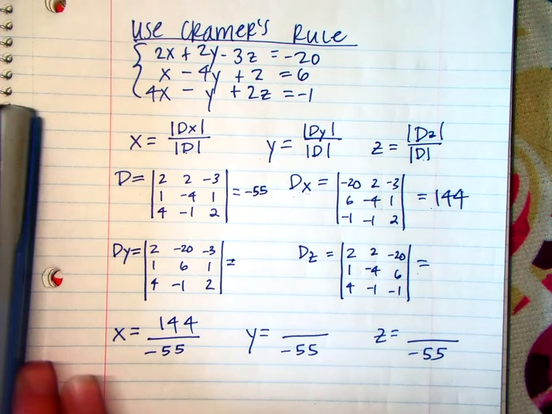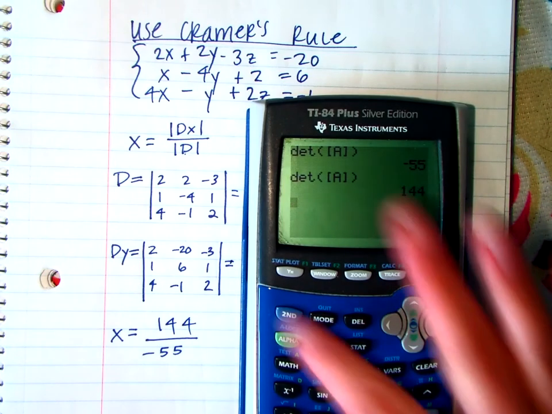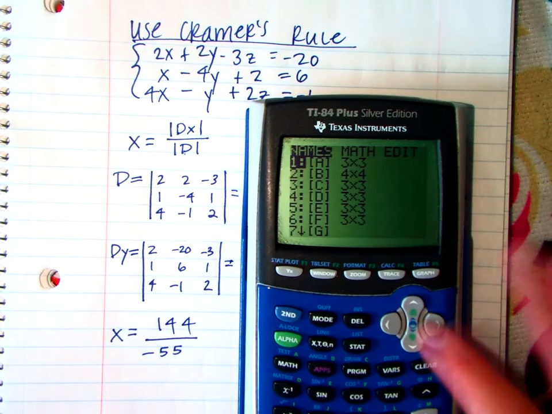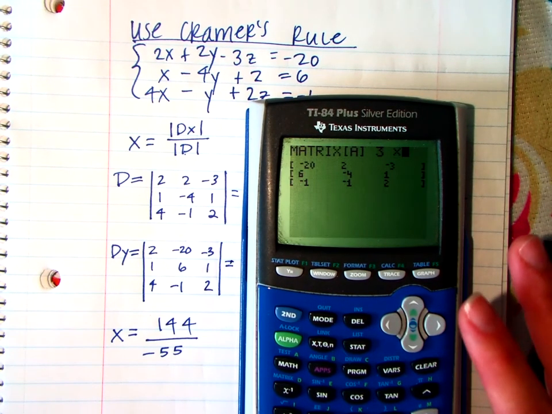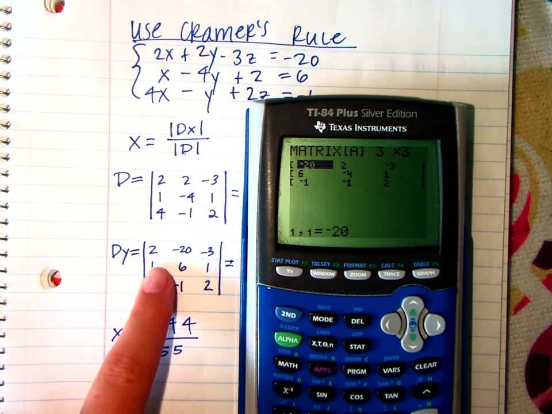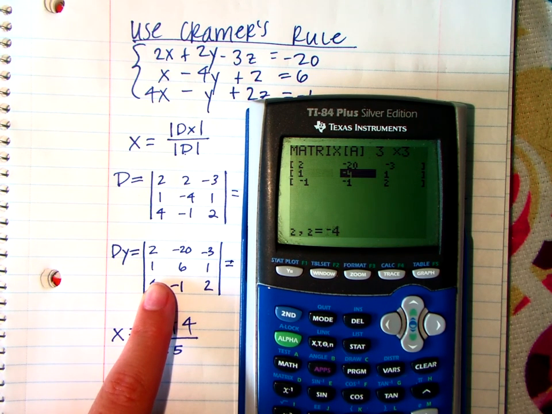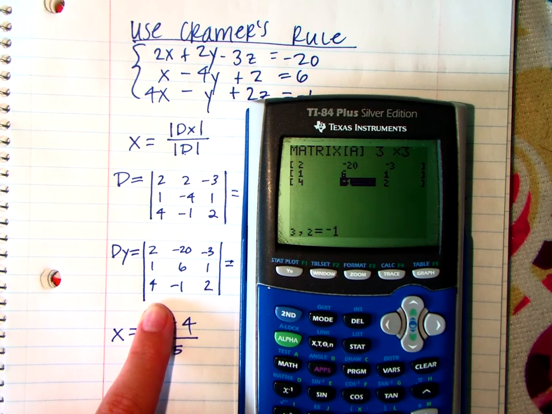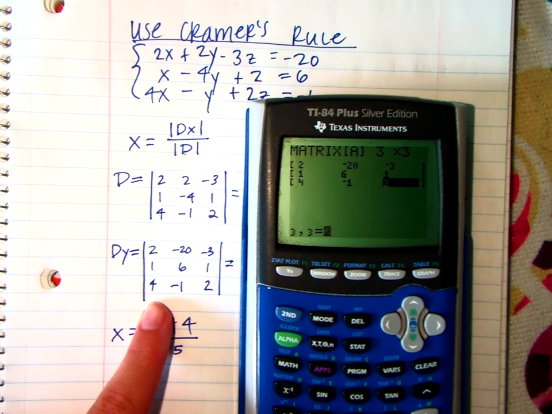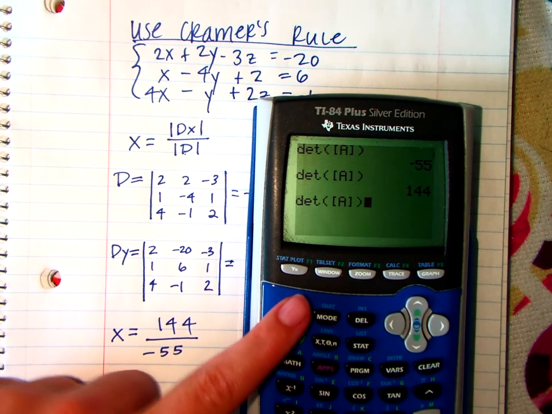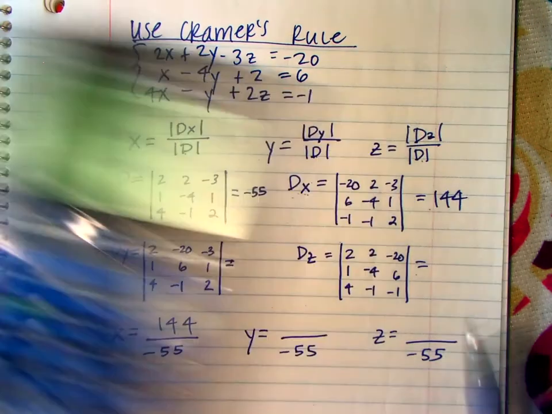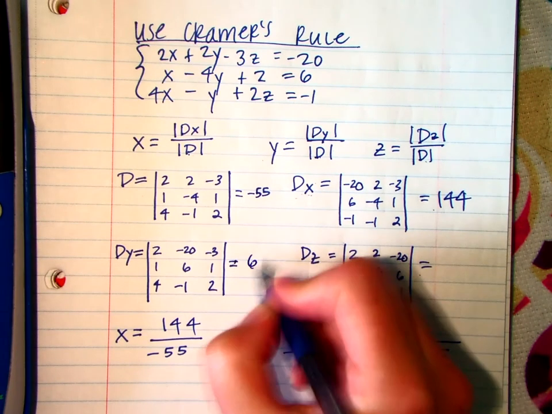So now I'm going to go in and do the y's. Let's do that. I'm just going to use a 3x3. So 2, -20, I don't need to change that. 1, 6, don't need to change that. 4, -1, and 2. All right. 61. Easy peasy. So this one is 61.